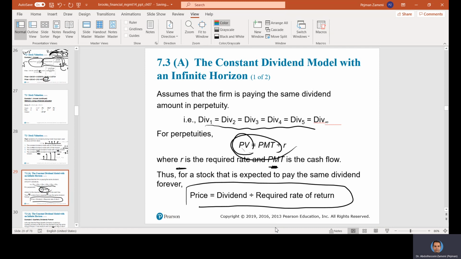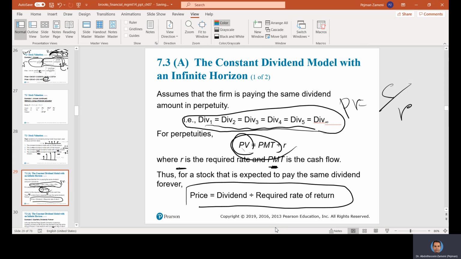Okay, the first one, the constant dividend model with an infinite horizon. As we can see here, the dividends are fixed, and this model looks like the perpetuity, which we have already learned. Nothing new up to here for you guys. Assume that the firm is paying the same dividend amount in perpetuity. And how do we find the perpetuity? Perpetuity was like this: the present value was the cash flow divided by the required rate of return or interest rate. See here.